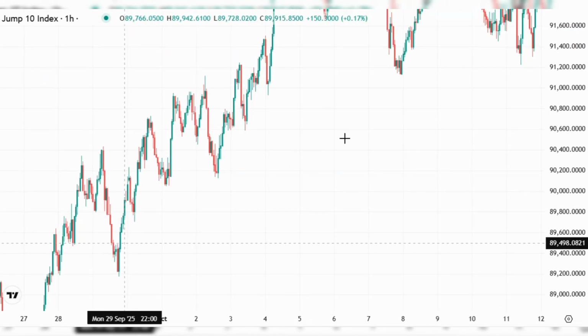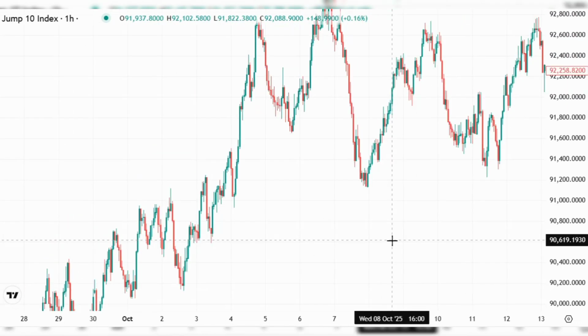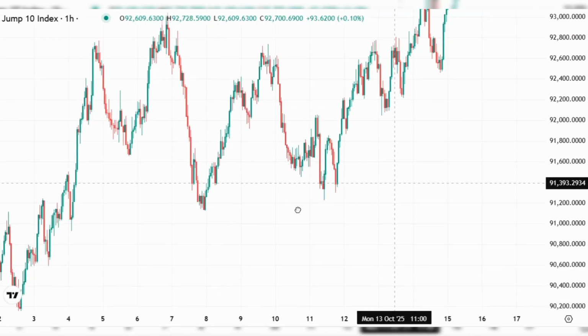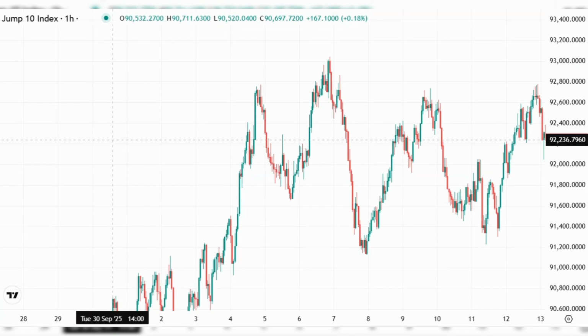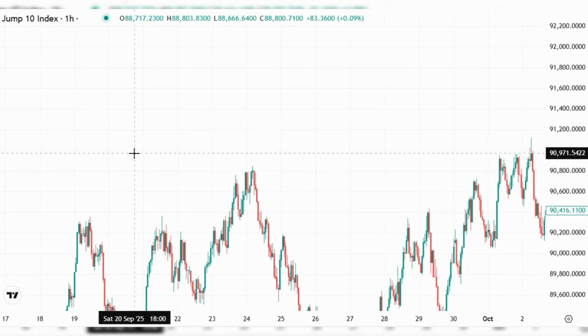Now, the second rule that validates an order block is that it must have an imbalance, or an FVG, which means fair value gap.